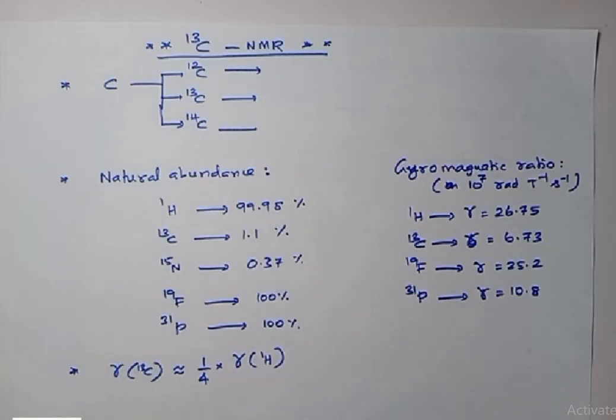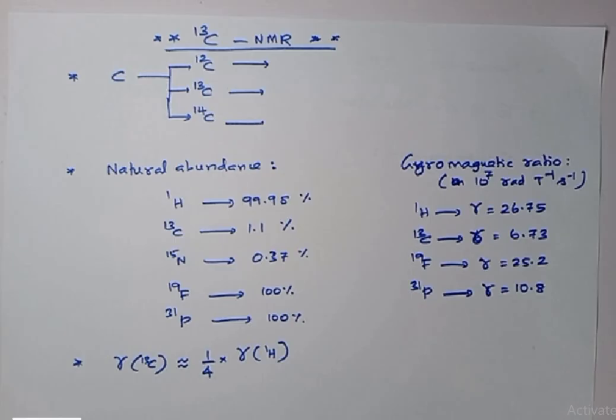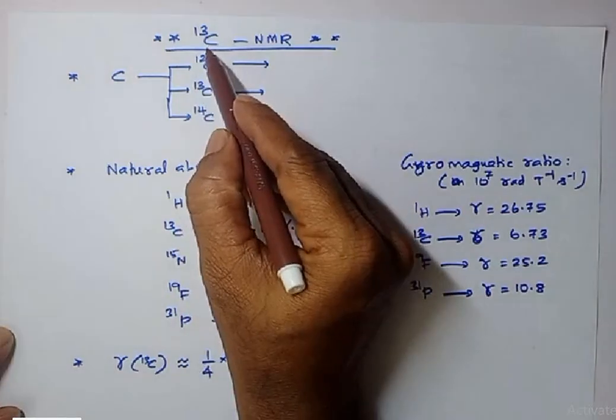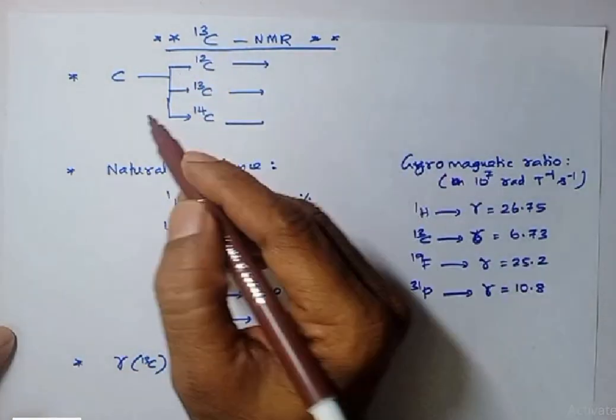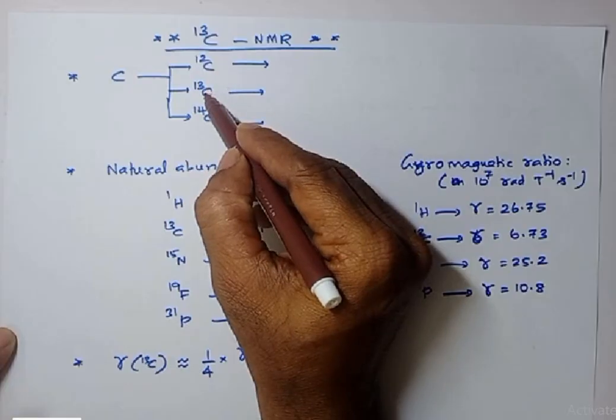If you come to C13 NMR, this is a very useful technique by which you can find the different carbon atoms, chemically non-equivalent carbon atoms, or we can say the other way, magnetically non-equivalent carbon atoms, can be distinguished using this technique. Listen, C13 NMR is all about the carbon atom. You all know that carbon has three different isotopes: C12, C13 and C14.